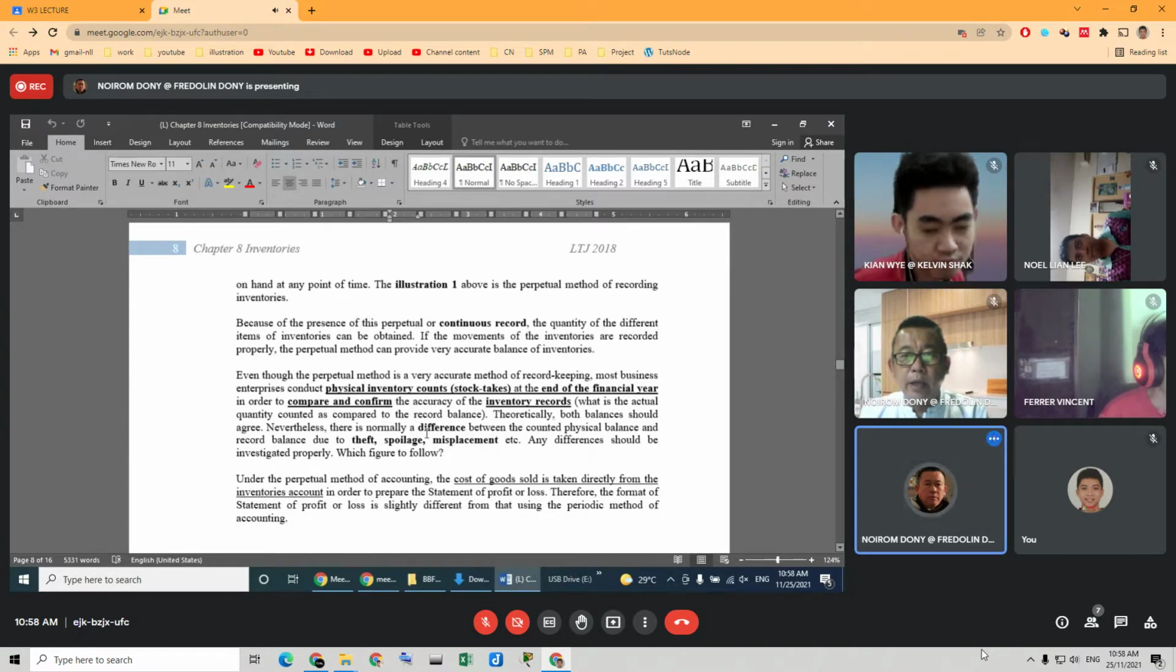Theoretically, both balances should agree. So nevertheless, there is normally a difference between the counted physical balance and the record balance due to theft, spoilage, misplacement, etc. So any difference should be investigated properly, which figure to follow. Okay, meaning even though the perpetual method is very accurate, so we still have to do the physical stock taking. Okay, and then the reality is when we do the stock taking, we always have the difference between the perpetual record with the stock taking.